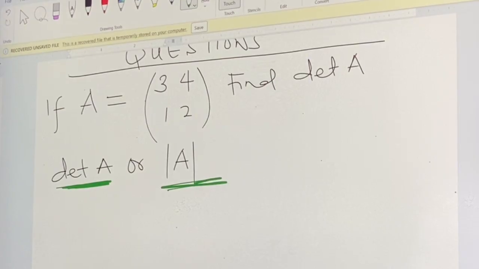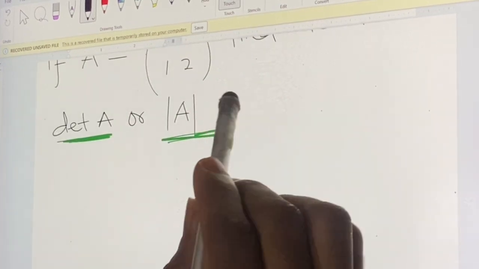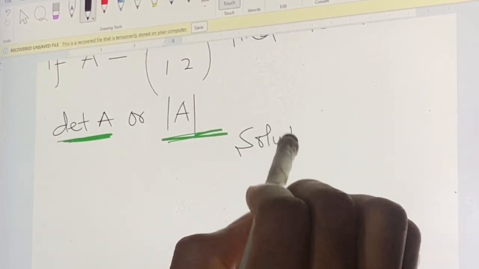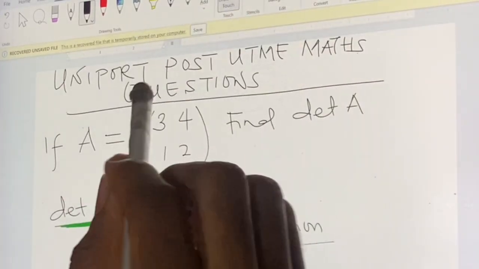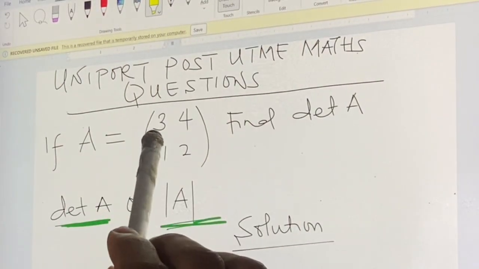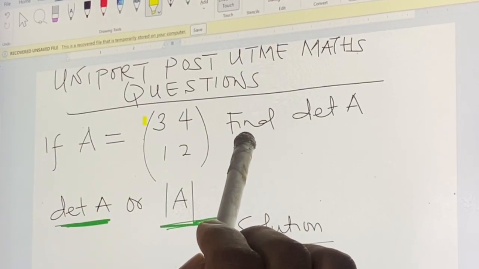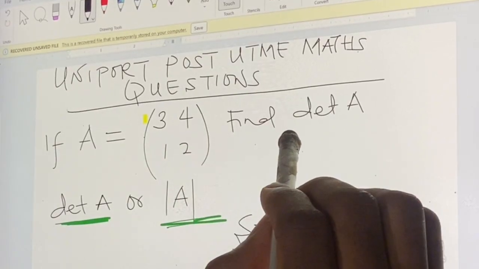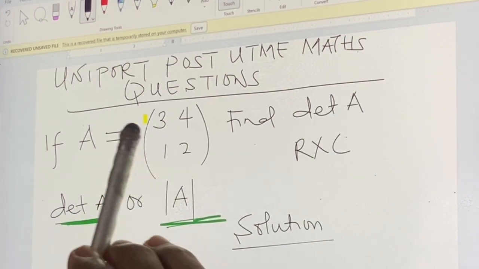But before we solve this question, let's first know how to calculate the determinant of a 2 by 2 order of matrix. Now, we are given a 2 by 2 order of matrix here. How do we know that it's 2 by 2? To know the order of a matrix, you count the number of rows by the number of columns.